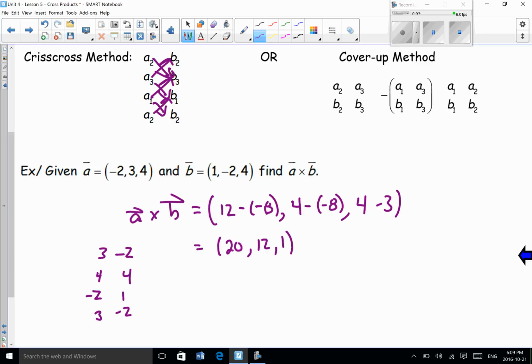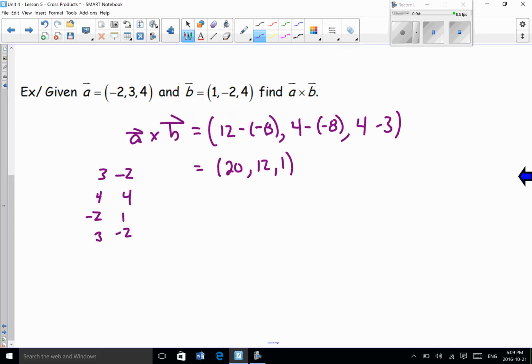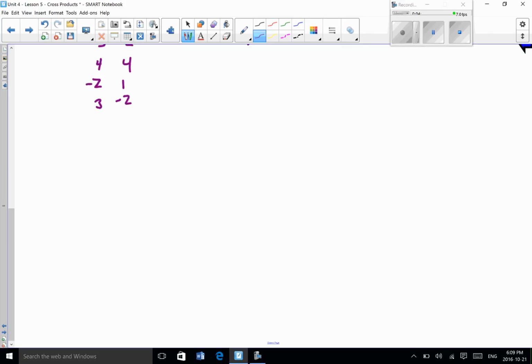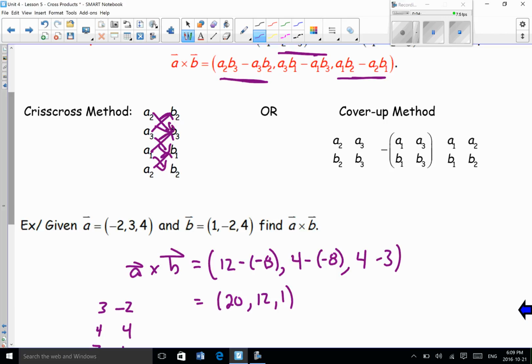Now, some people like that, some people don't. So I'll show you a second method called the cover-up method. If we're doing the cover-up method, and we do the same two vectors, we're just going to list them horizontally this time. So negative 2, 3, and 4, and 1, negative 2, and 4. And now when we do A cross B, we're going to cover up the x parts and do the crisscross with the remaining parts. So notice it's A2 and B3, and then minus B2, A3.